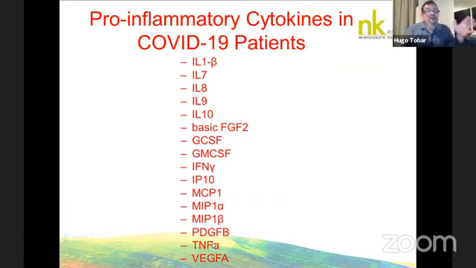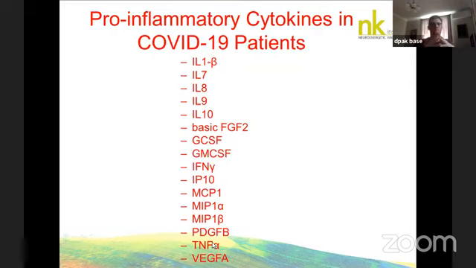So these are the pro-inflammatory cytokines, but they should be acute. But in COVID-19 patients, especially in the lungs, they have this massive inflammation and massive fibrosis.